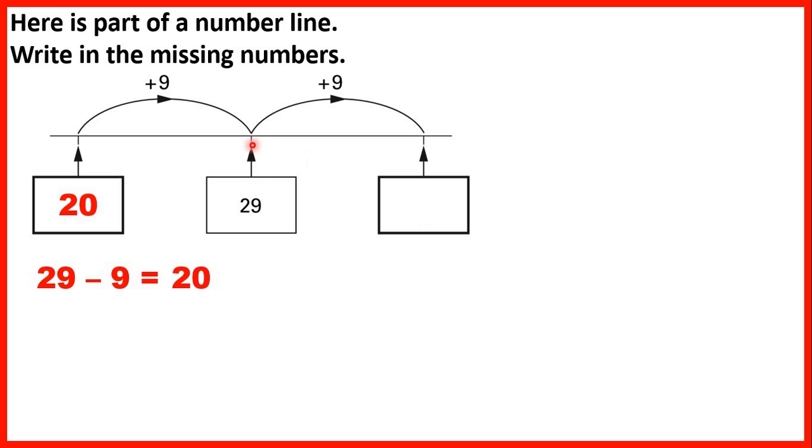And now here we need to work out 29 plus 9. That's 38, because from 29, if we add 1, that will take us to 30, but that's adding 1, and we want to add 9. So we need to add 8 more, because if we add 1 and then 8, that's adding 9 altogether. And 30 plus 8 is of course 38.